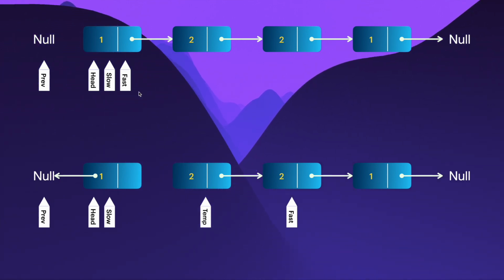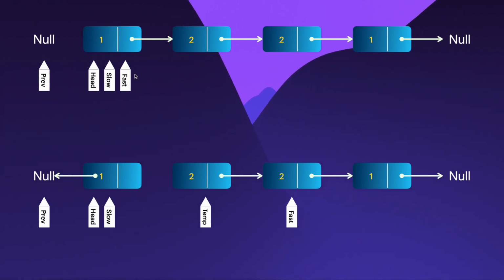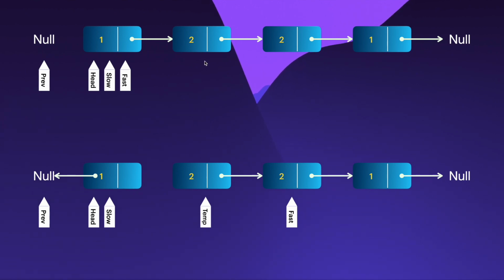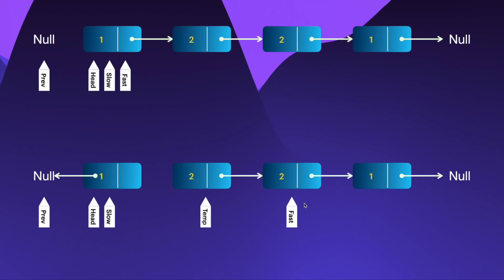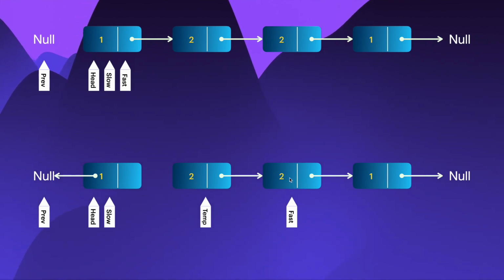Okay, so the fast pointer is pointing at the first node. We will increase this fast pointer by two steps. When we increase the fast pointer by two nodes, the fast pointer will be pointing at the third node of the linked list.